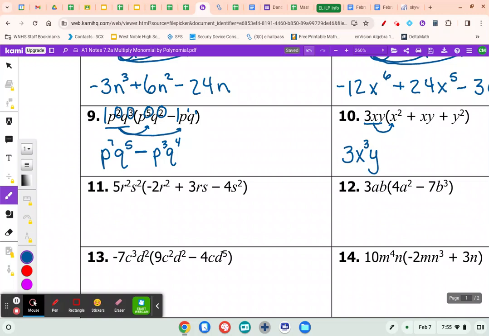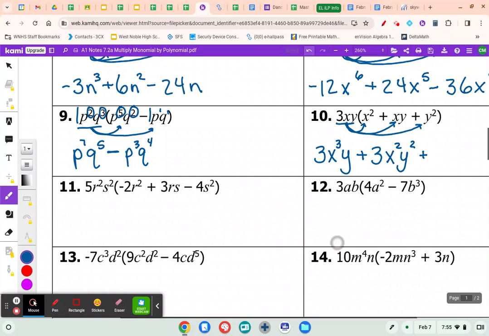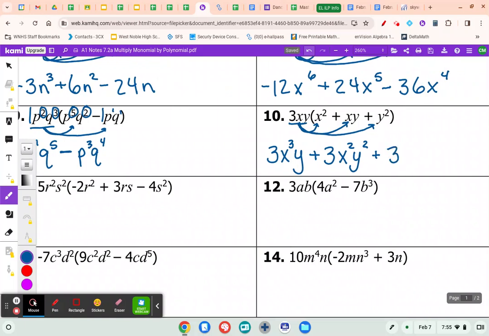Then you distribute it to the next thing. You have an x and a y, so you end up with plus 3x squared y squared. And then you have a y squared down here. So the y is the only thing that's going to change. We have 3x y cubed. And once again, standard form is a little trickier when you have multiple different variables, so we'll just keep it.